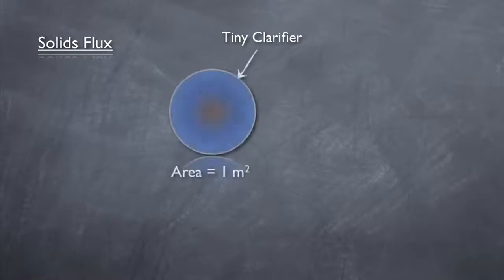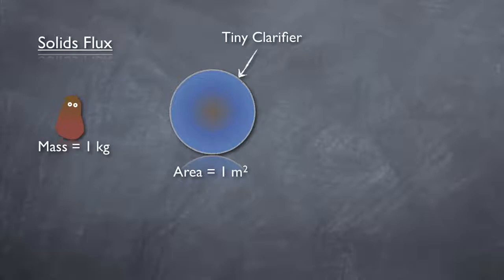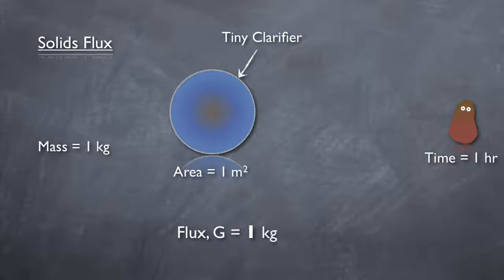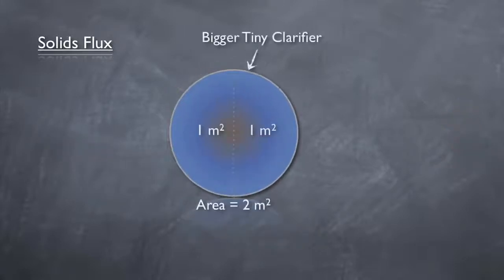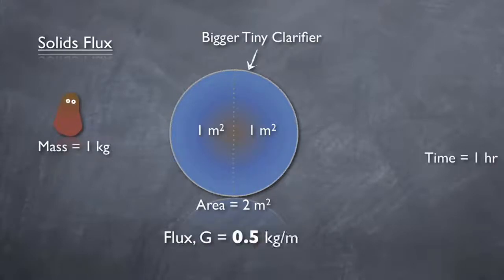Imagine a tiny clarifier with a surface area of only 1 square meter. The flux in this case would be equal to the total mass of solids passing through the clarifier in 1 hour. So if 1 kilogram of mass were to pass through in 1 hour, the flux would be 1 kilogram per meter squared hour. Now if the surface area of the tiny clarifier was doubled, but the same mass of solids passed through in the same amount of time, the solid's flux would be half.